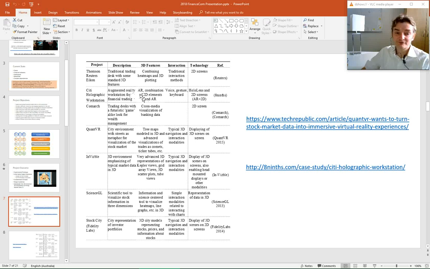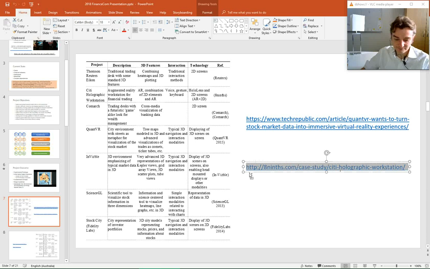3D or virtual reality. I think one very good test prototype is the Citi Holographic Workstation, which is an augmented reality workstation for financial trading. And basically what they did is they combined normal 2D displays and added some augmented reality features there. If I can show some of the, I think I have it here, I can show some things of what they have been doing. I will just open the web browser for that.